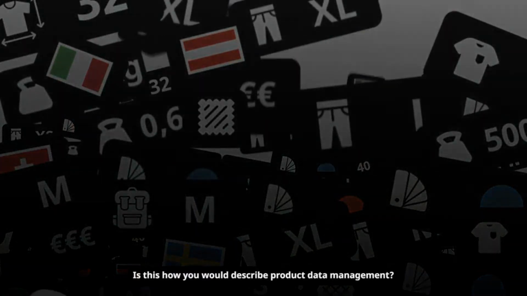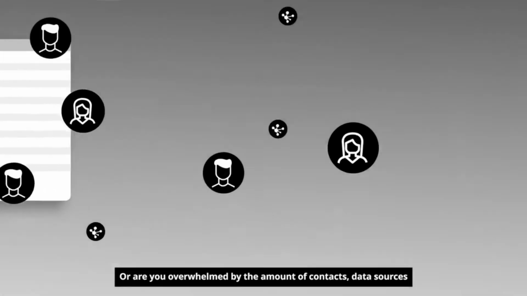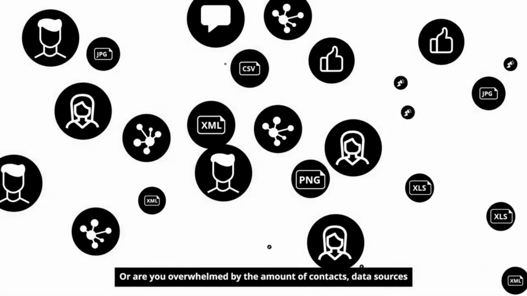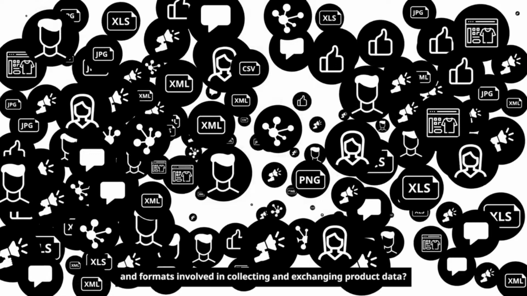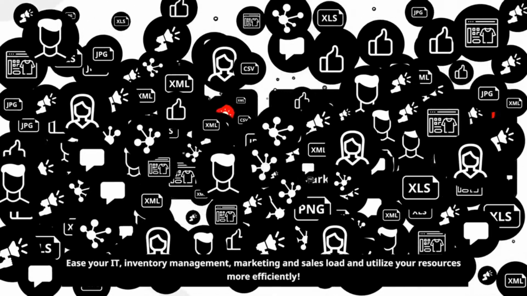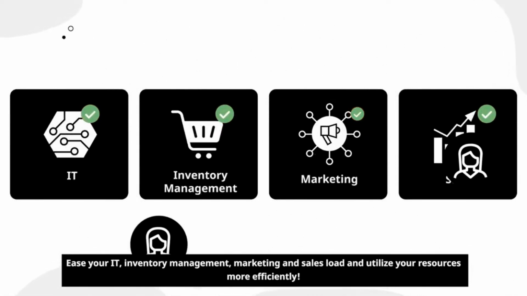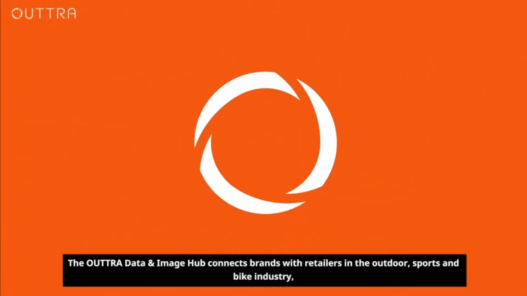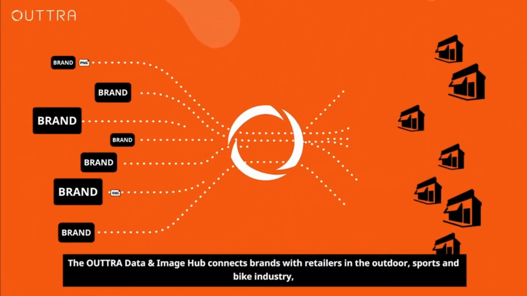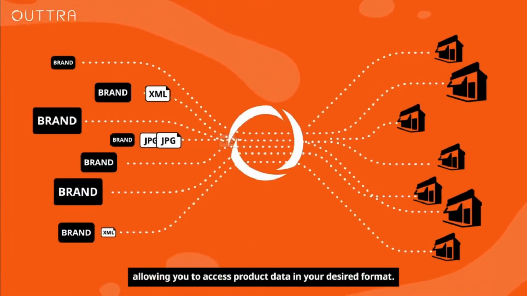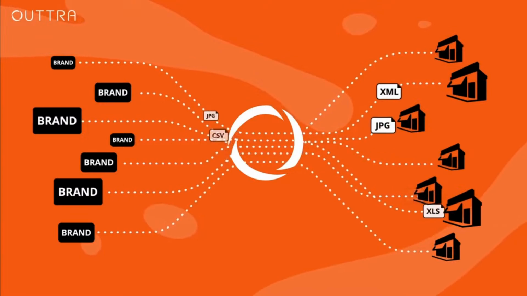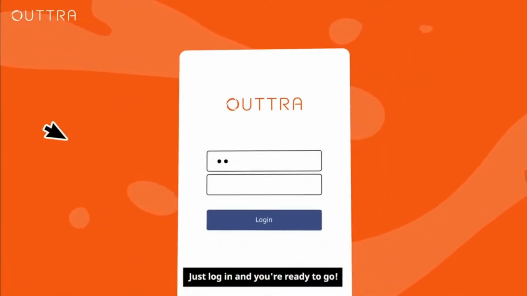Tedious, time-consuming, a bottomless pit. Is this how you would describe product data management? Are you still maintaining and exchanging data manually? Or are you overwhelmed by the amount of contacts, data sources, and formats involved in collecting and exchanging product data? Ease your IT, inventory management, marketing, and sales load, and utilize your resources more efficiently. The OUTTRA Data and Image Hub connects brands with retailers in the outdoor, sports, and bike industry, allowing you to access product data in your desired format. Just log in, and you're ready to go.